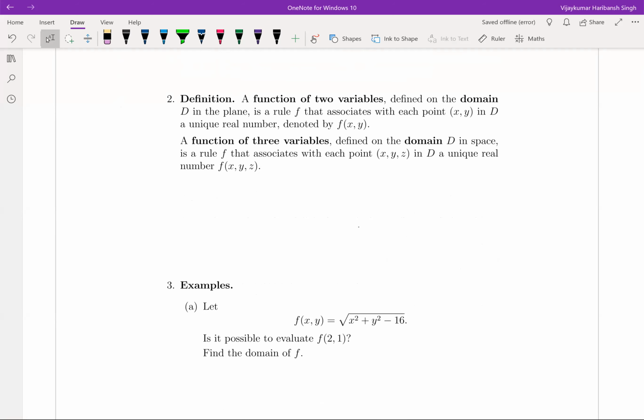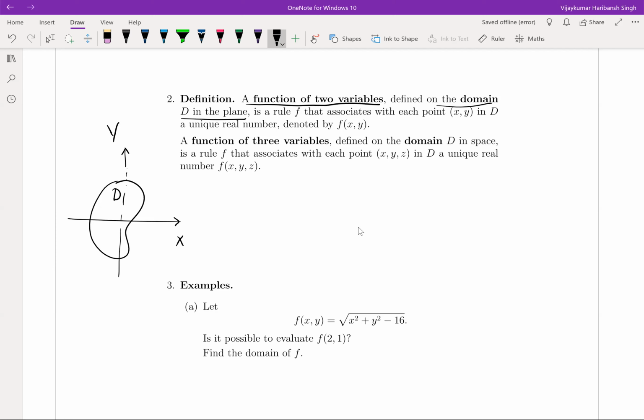So what is a function of two variables? As the name says, you will have two variables as the input variables. More precisely, a function of two variables defined on domain D, where D is in the plane, is a rule f which associates with every pair of points x, y in D a unique real number denoted by f of x, y. So the idea is you have a domain. It is basically part of R2, right? It's in the plane.